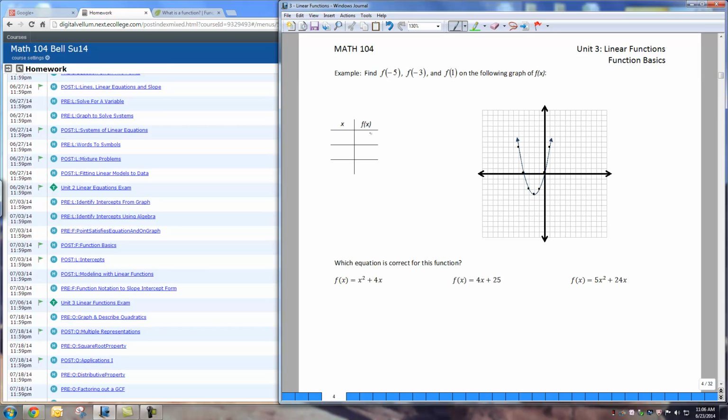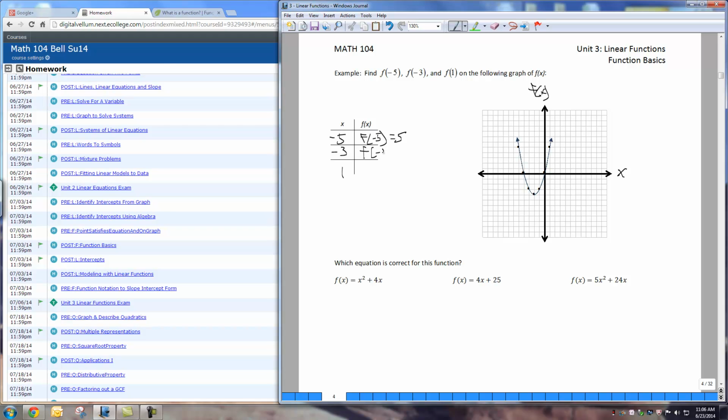Once again, let's find these three things. So let's find f of negative 5. So when x is negative 5, f of negative 5, I'm going to put that parenthesis in right here, equals 1, 2, 3, 4, 5. When x is negative 5, f of x is positive 5.